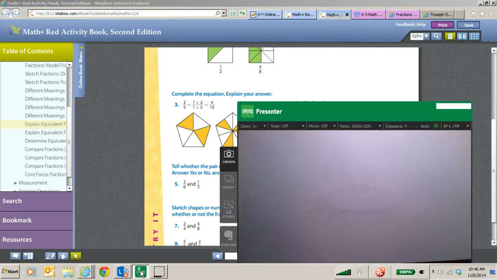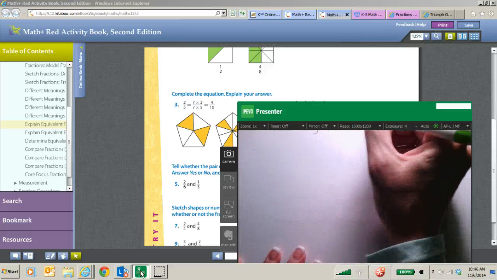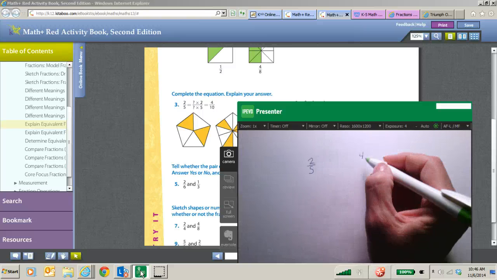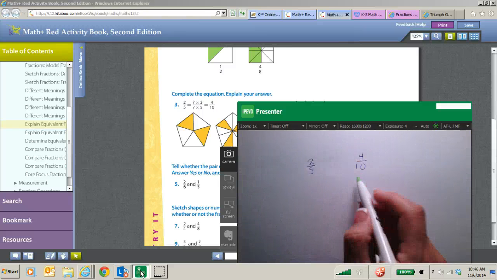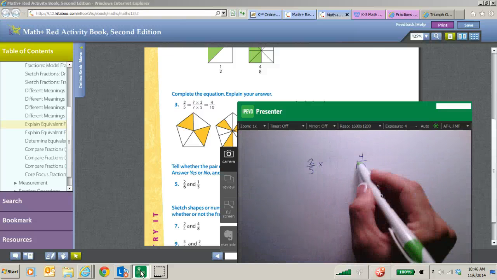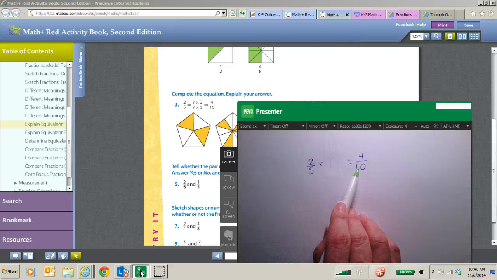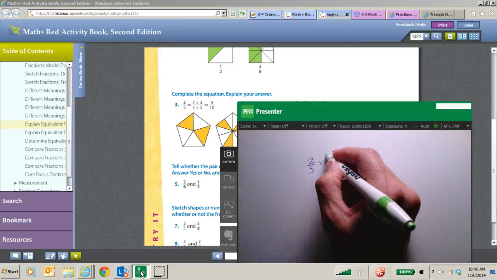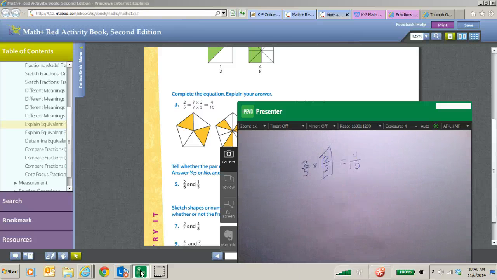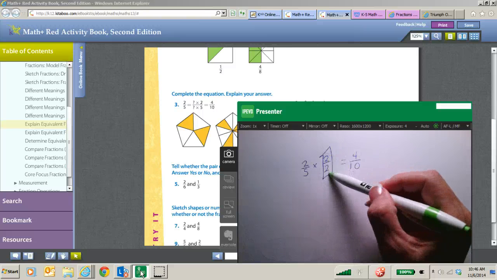So let me get out my document camera again. So we have 2/5, and we know that it equals 4/10, but what did we multiply to get 4/10? I know that 5 times 2 is 10, and I know that 2 times 2 is 4. What we want students to realize is all they have done is multiplied by that equivalent of 1. You always do the same thing to the numerator and the denominator.